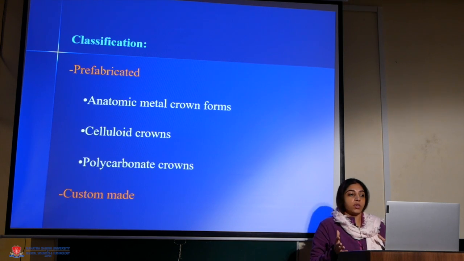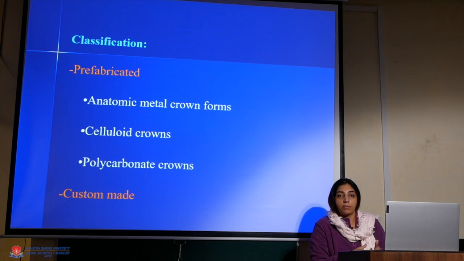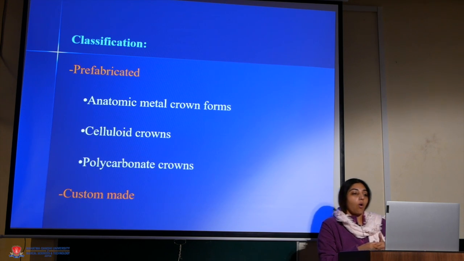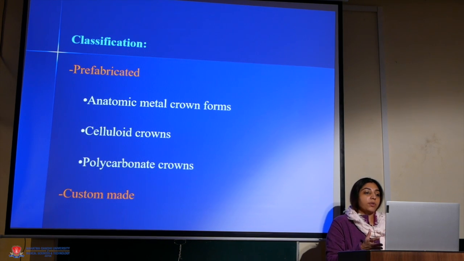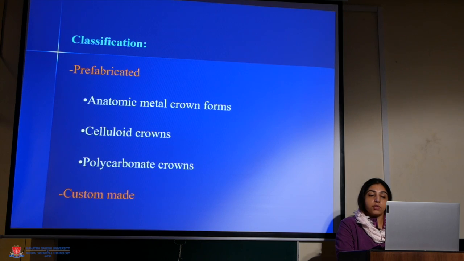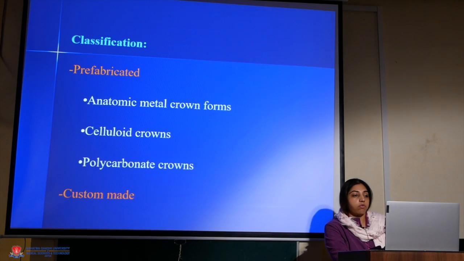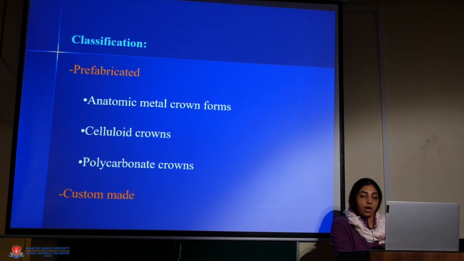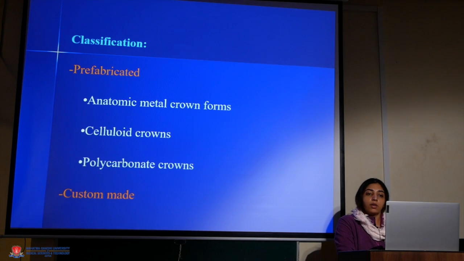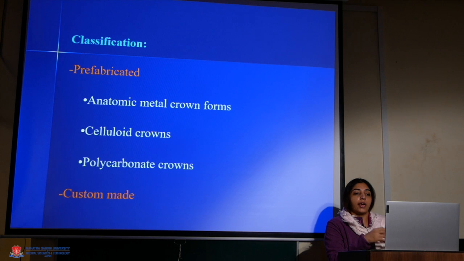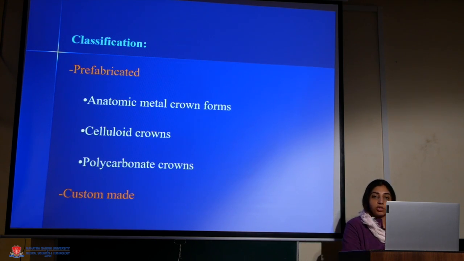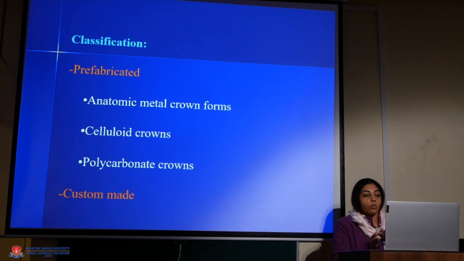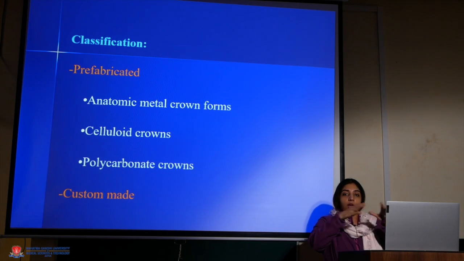Now let us see how we do this. There are two ways of doing it. Either you obtain something from the market, which is called prefabricated, or you make it yourself, which is called custom made. When I say prefabricated, again there are various forms which are available, like the anatomic metal forms, celluloid forms, polycarboxylate crowns. So they come in a given shape and size, and I select the shade and size depending on my requirement and then place it into the patient.